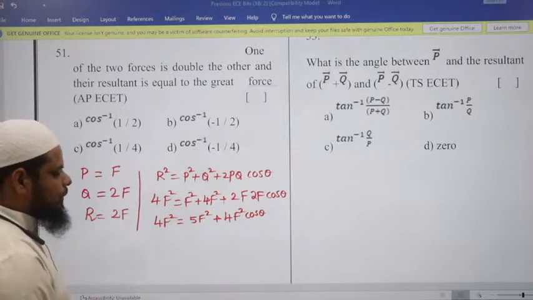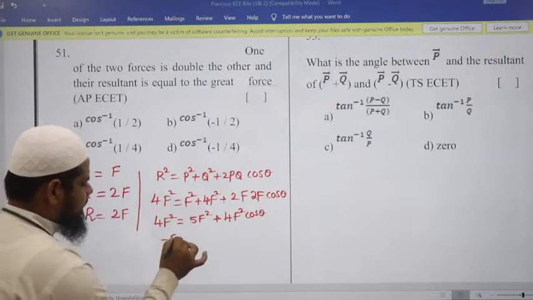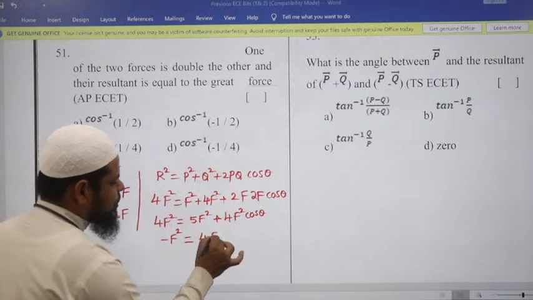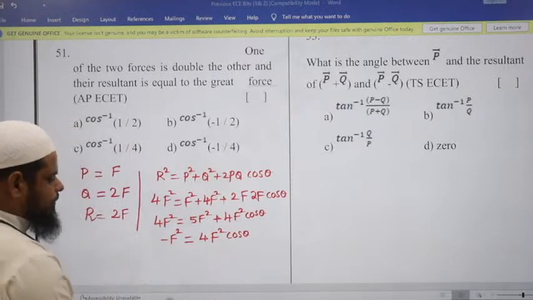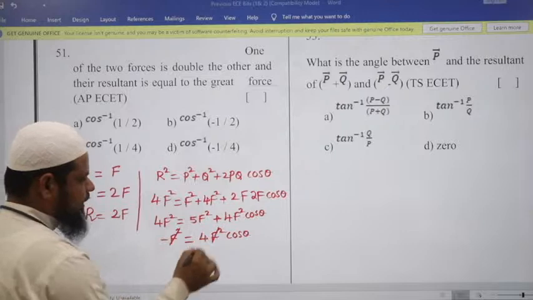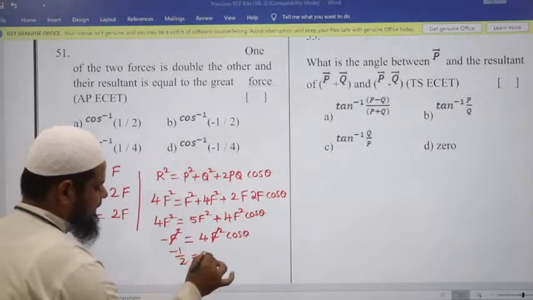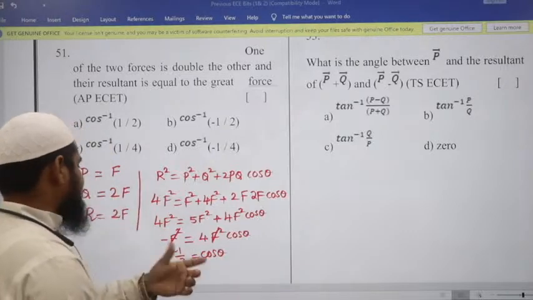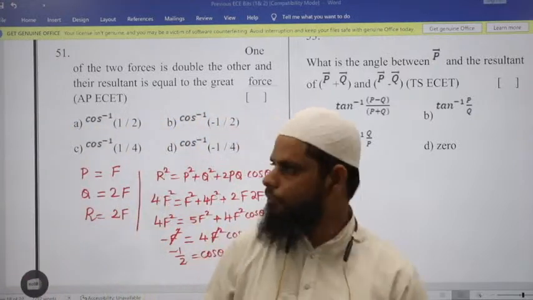In that case, what do you get? Here, minus F square. Taking this side, minus F square is equal to 4F square cos theta. So F square and F square on both sides cancel. Minus 1 by 2 will be the cos theta. Then theta is equal to cos inverse of minus 1 by 2. Okay, fine.